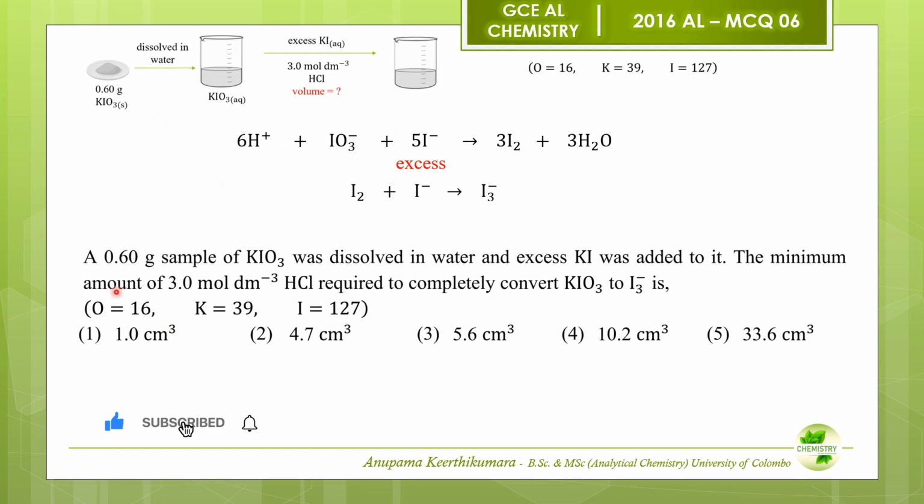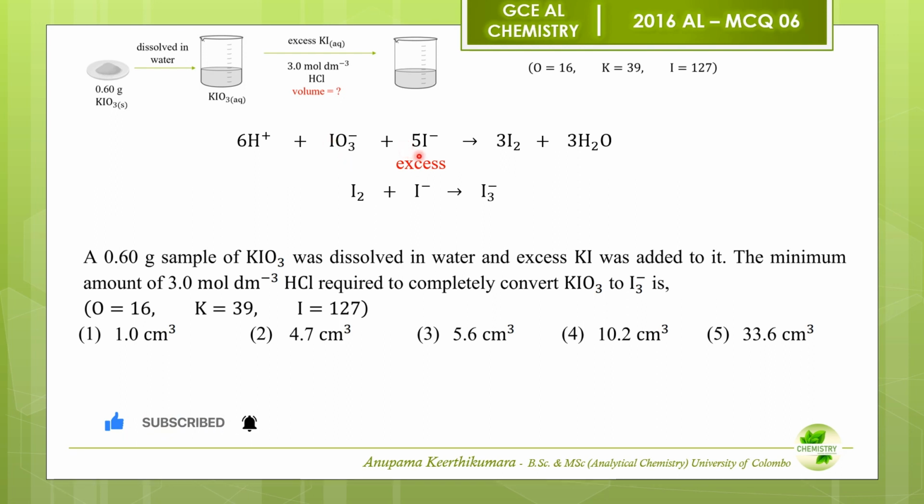We need to calculate the minimum amount of 3 moles per cubic decimeter HCl required to completely convert potassium iodate to triiodide ions. In other words, we need to calculate the minimum volume of 3 moles per cubic decimeter HCl required to completely convert these iodate ions into triiodide ions. The mass of potassium iodate has been given. Therefore, we can calculate the number of moles of iodate ions present in this sample.